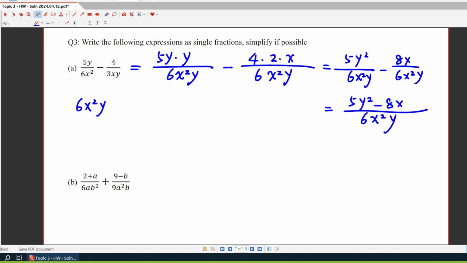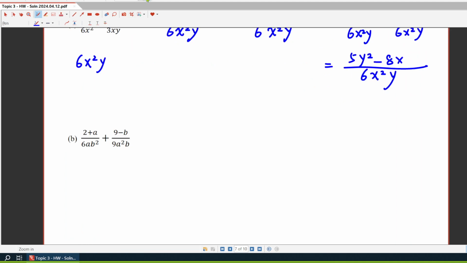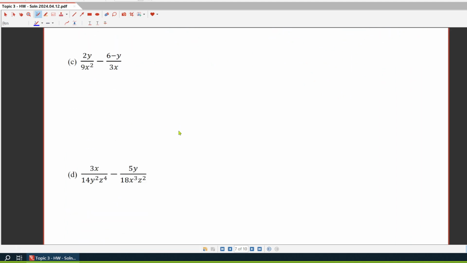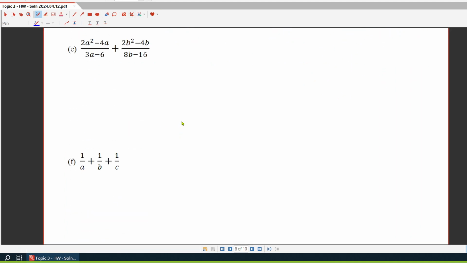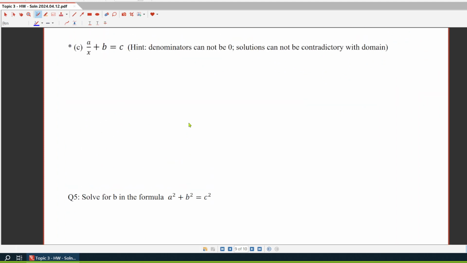You follow me? Again, if you haven't done each of the questions correctly, try to correct them after class. Then question number 4c. Solve the equation in terms of x.